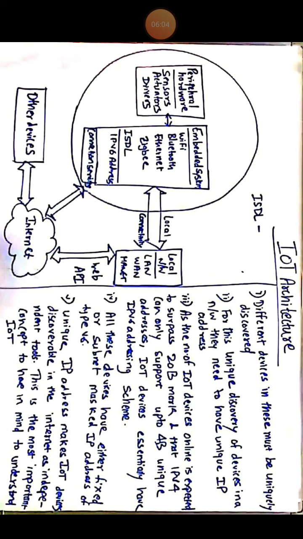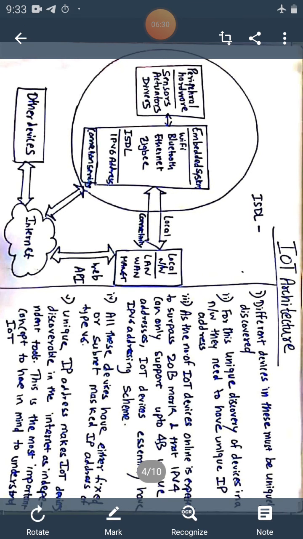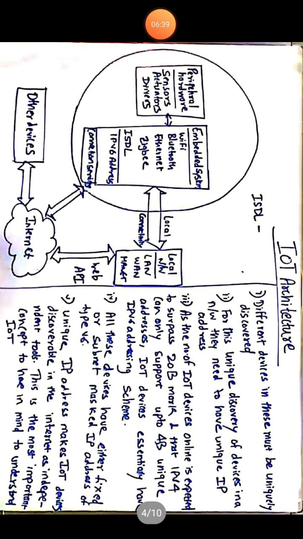Now the next point you can see, all these devices have either a fixed or subnet mask IP address of type v6. The last point is, a unique IP address makes IoT devices discoverable on the internet as independent tools. This is the most important concept to have in mind to understand IoT. So these were some basic important points related to the IoT architecture. This is very important to understand how this architecture works, and we will go into detail further in the next lecture on each term.